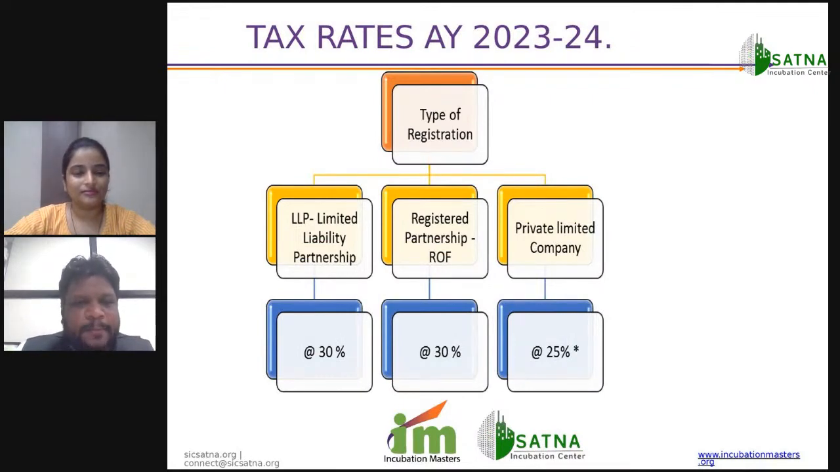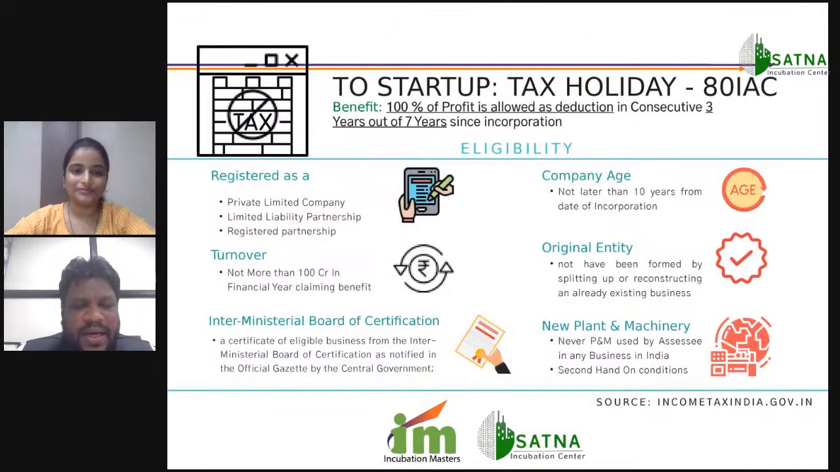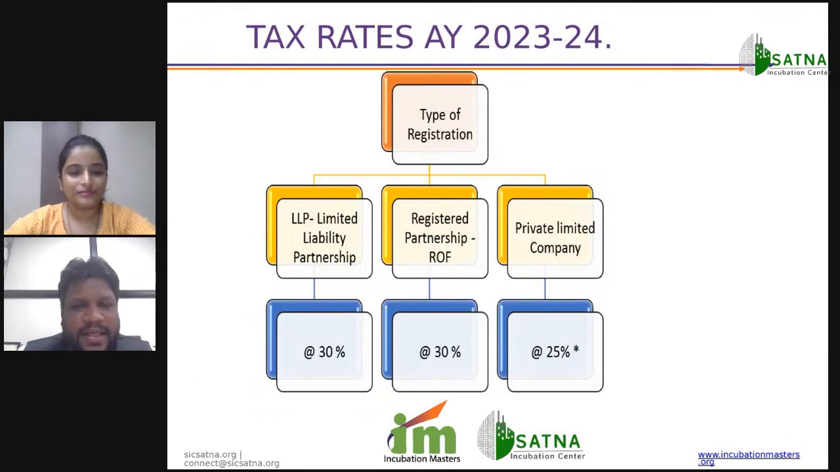So here we can see if it is an LLP, then a 30% flat tax slab is there. If it is a partnership, then 30%. If it is a small private limited with a turnover of less than 400 crore, then it will be 25%. Other than that, for a domestic company, it will be the standard 30%. So for all the startups, it will apply 25% only. In 90% of cases, it will be 25%. So these are the rates. And yes, next please.